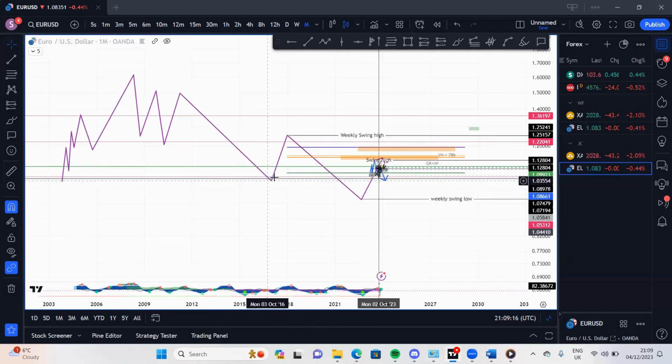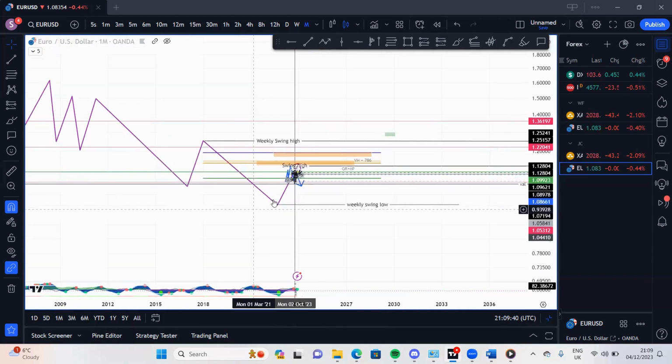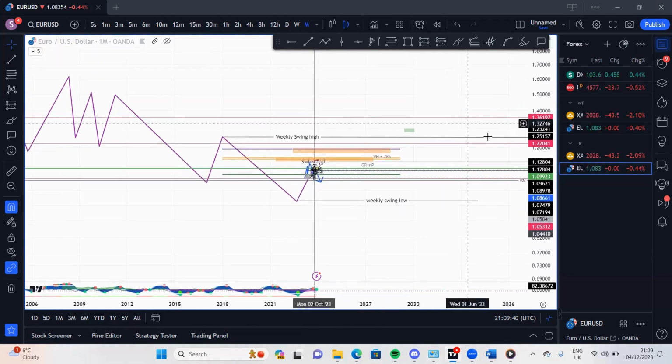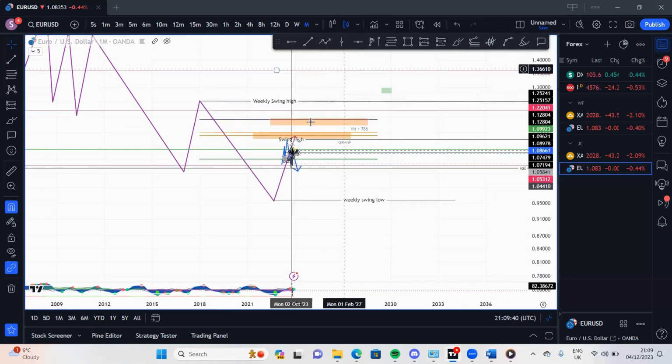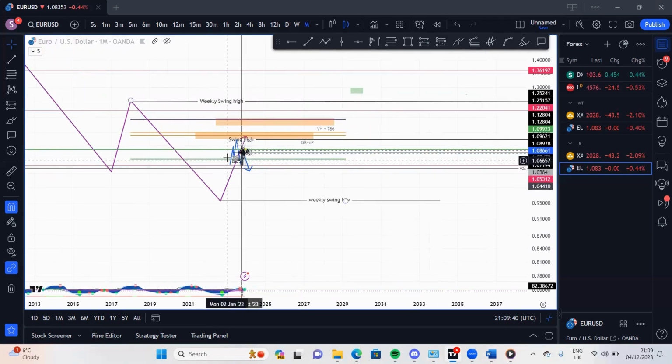What do we expect next? We expect a lower high, which is exactly what we get. After that, what do we expect next? We expect a lower low, which is exactly what we get here. After that, what do we expect? We expect a lower high. Well, that's exactly what we're trying to ascertain.